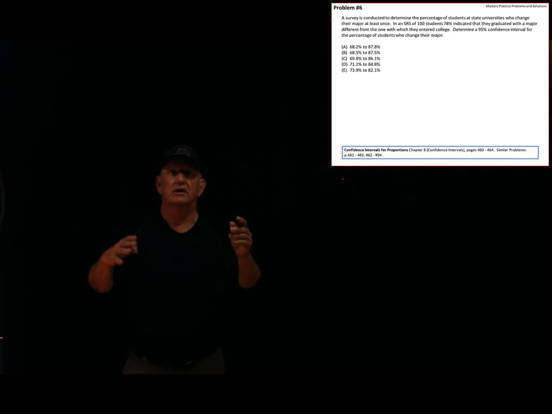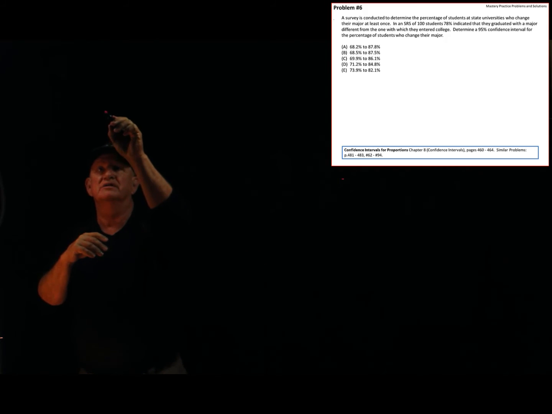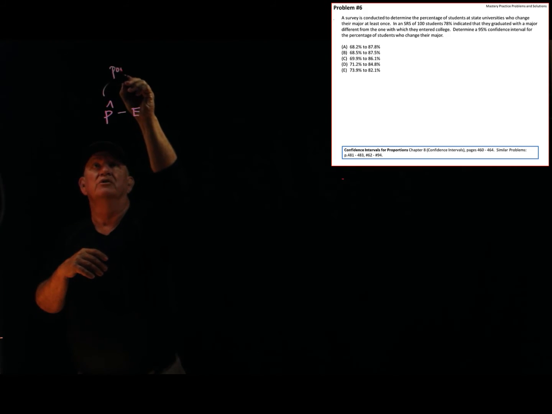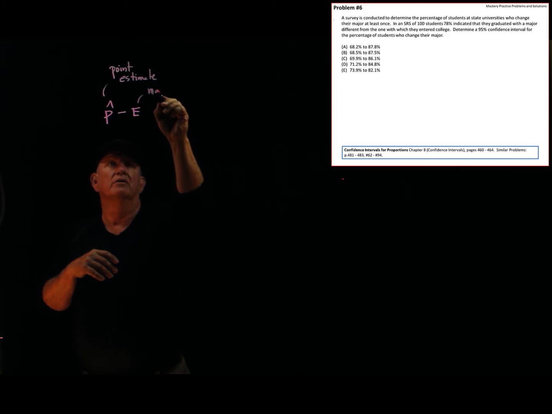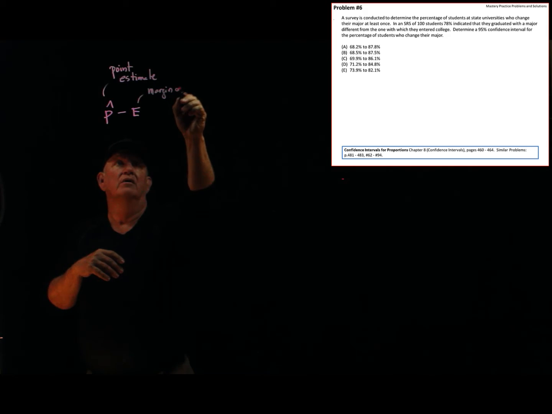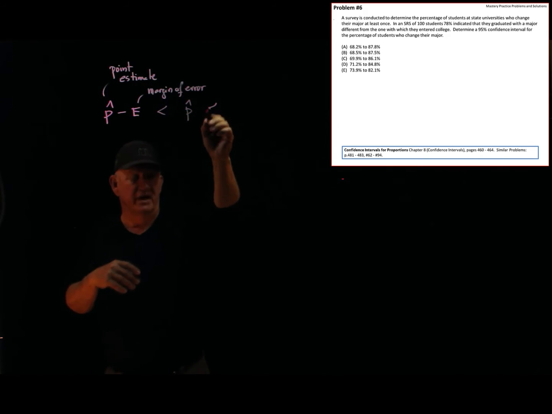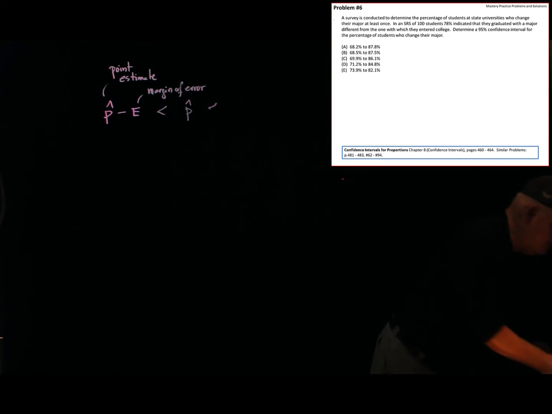So remember, confidence intervals are always the same thing. They are a point estimate minus, so this is the point estimate, and this is the margin of error. And they bound the point estimate. Well, actually, that's true. They do bound the point estimate.